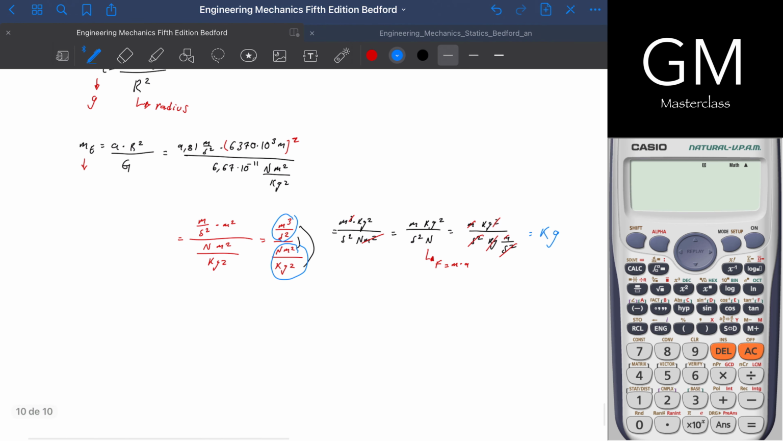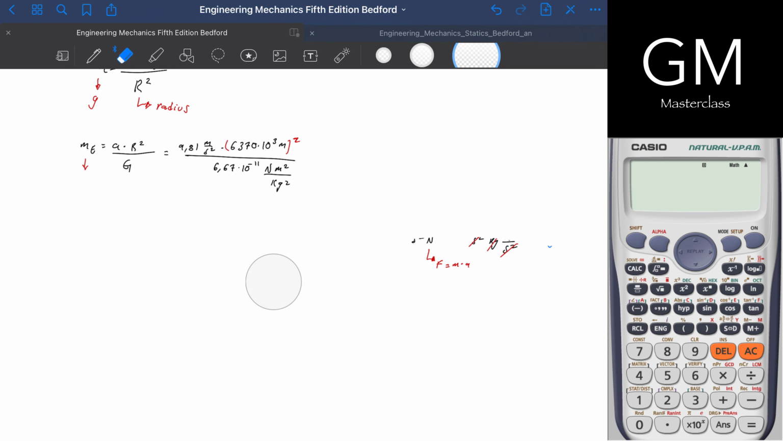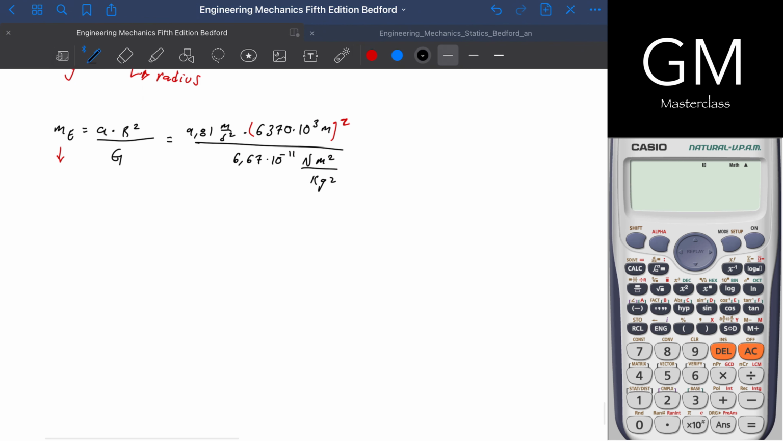kilograms. Alright, I did this because maybe in the future you'll have to play with these kinds of unit systems, and you just have to get used to doing it. Alright, so now I'm sure that I'm getting the units that I want. So I'm going to put the equation on the calculator.